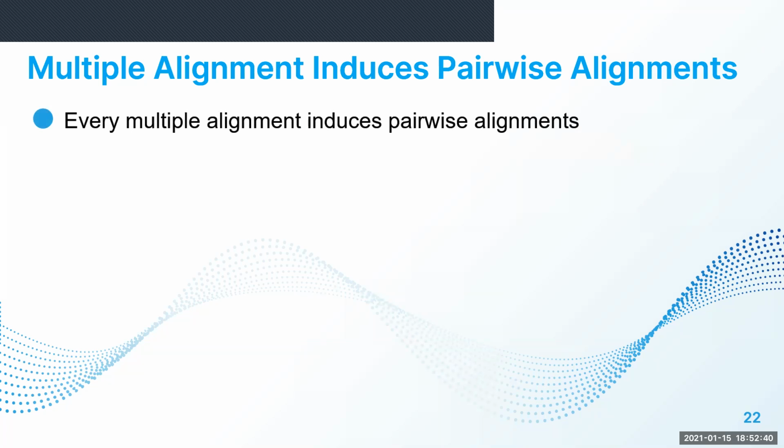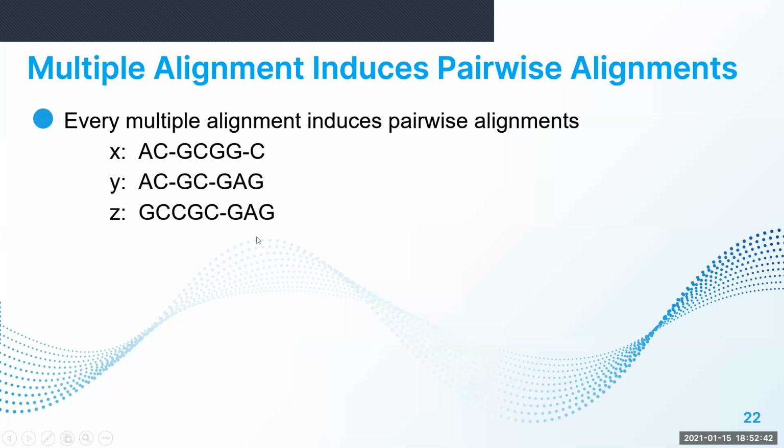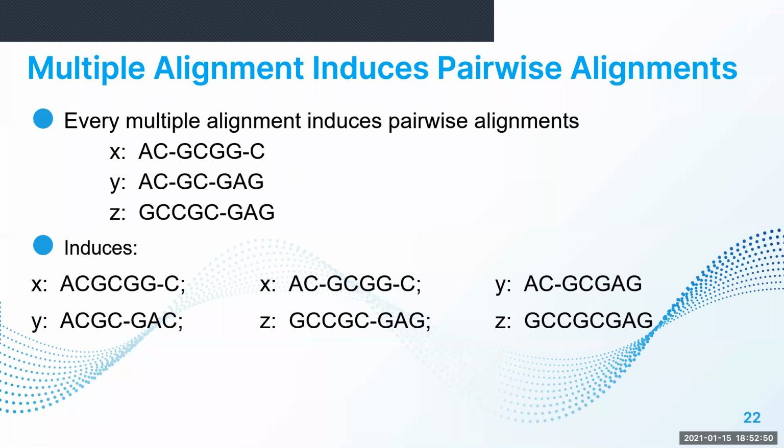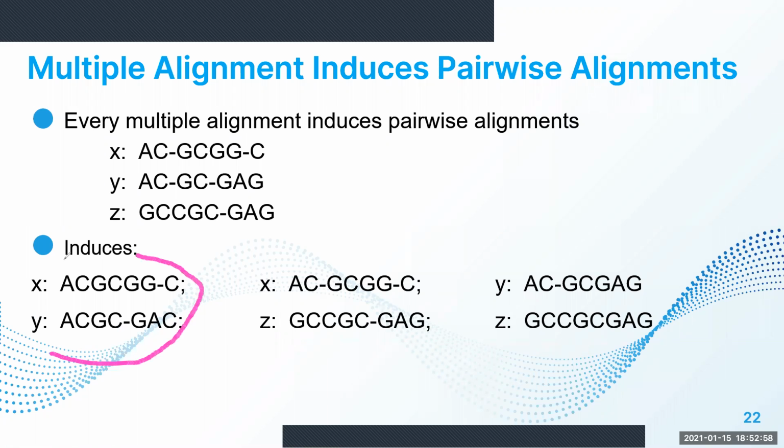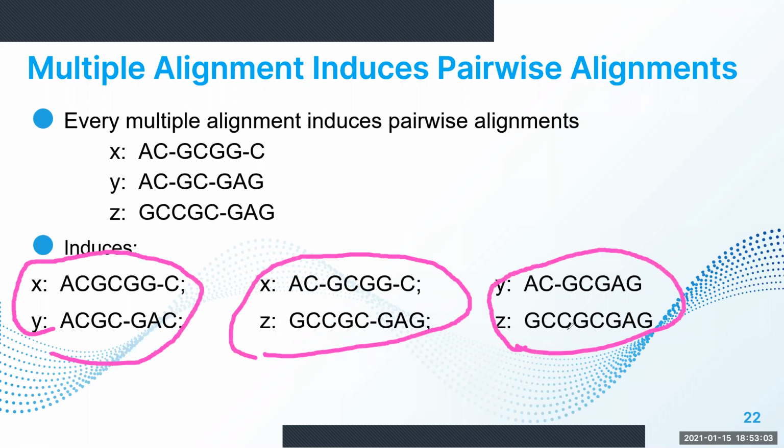The first one: suppose we have these three sequences, we can get the induced alignments. We can align pairwise: X and Y, X and Z, and Y and Z. We can do the pairwise alignment like you already did on the previous slides. Then, based on these, we can do the multiple alignment of the whole thing.